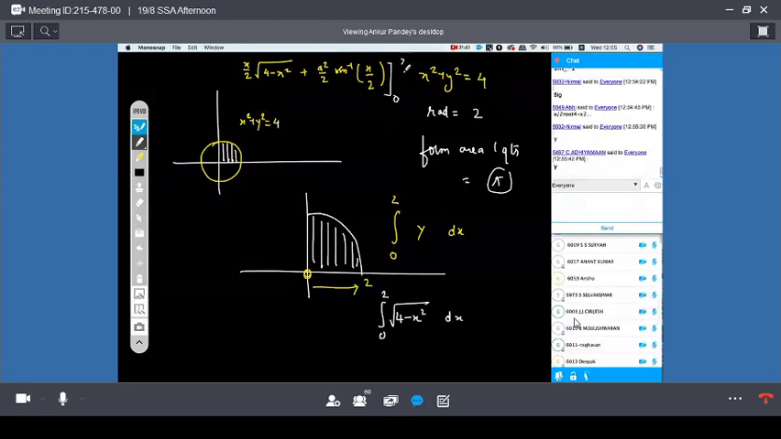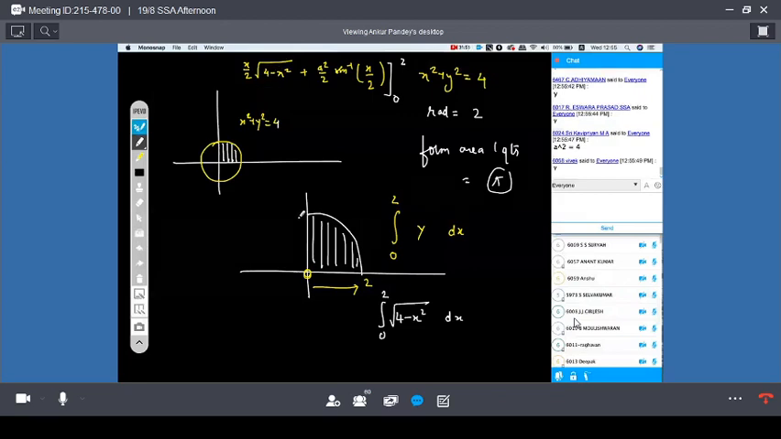Integrating from 0 to 2. Just put x equal to 2. What will you get? This part is 0. A square is 4, 4 by 2 is 2. Sin inverse 1 is pi by 2. Pi by 2 into 2 is pi. Yes or no?